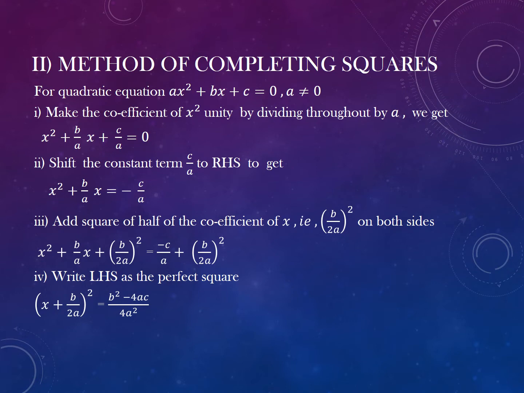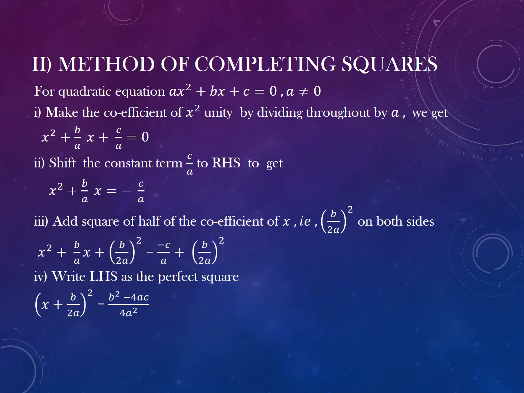Now, in the third step, we need to be very conscious how it comes. Just see what is the coefficient of x. Here we can see it is b/a. We need to take half of the coefficient of x. That means half of b/a, which is b/2a. And now we need to square it. So it will become (b/2a)².